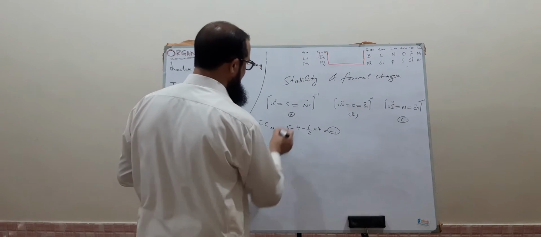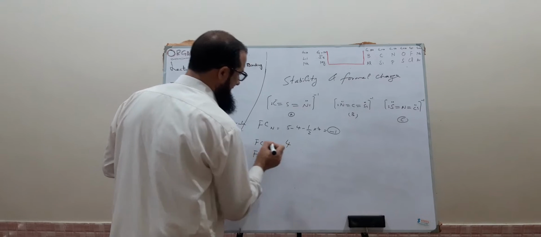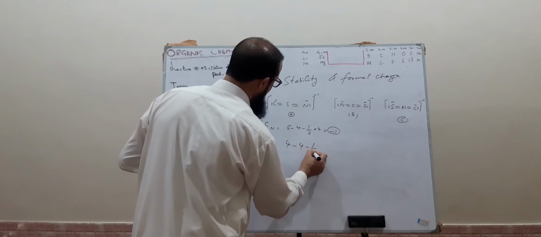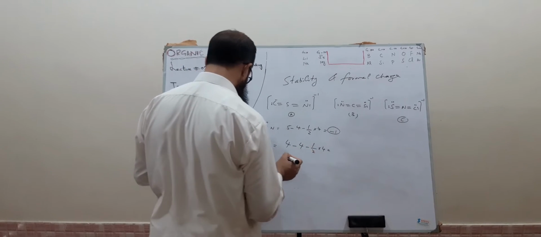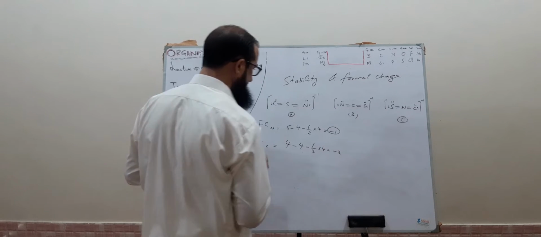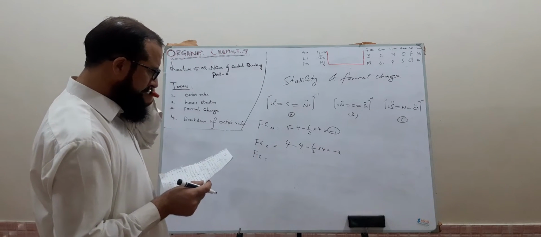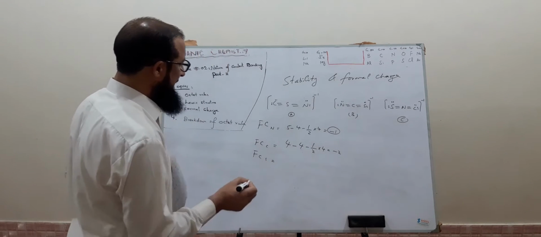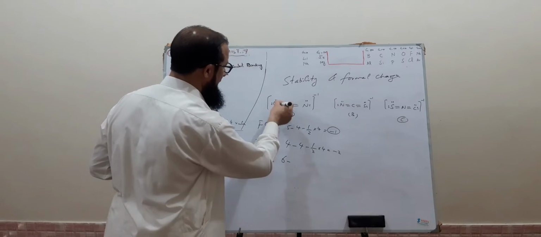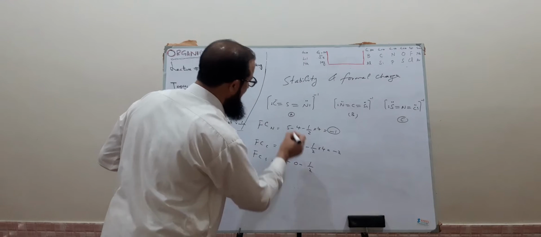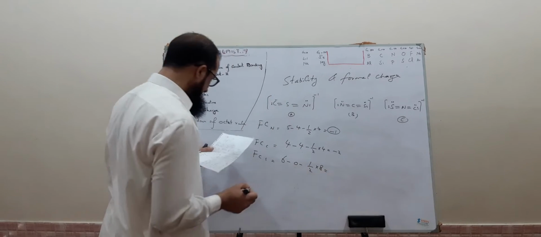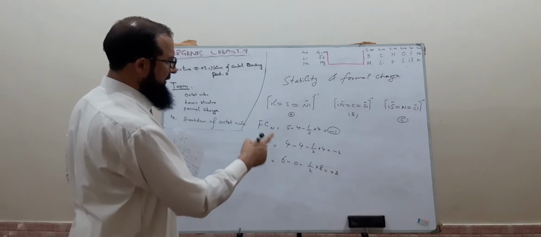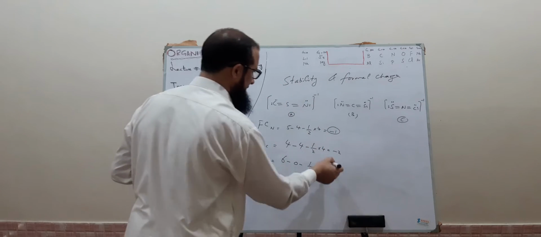Similarly, for carbon, how many valence electrons? 4. How many bonding electrons? 4, and minus half of 4. So you will get -2. Similarly, for sulfur, how many valence electrons are there? 6. How many non-bonding electrons? 0. How many bonding electrons? We can say 8. So the final result is +2. And if you calculate the total charge, it will be equal to -1, because the -2 and the +2 will cancel out.